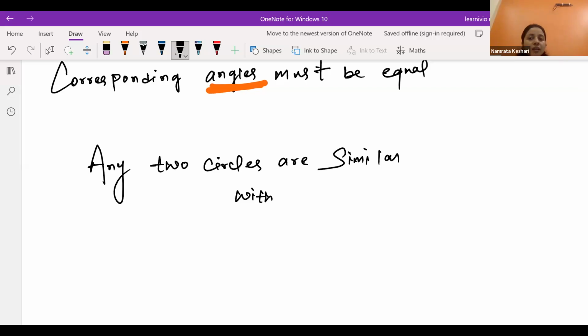Any two equilateral triangles are similar with each other. Any two circles are similar with each other. And any two squares are also similar with each other. Are you getting the feel? Getting it?